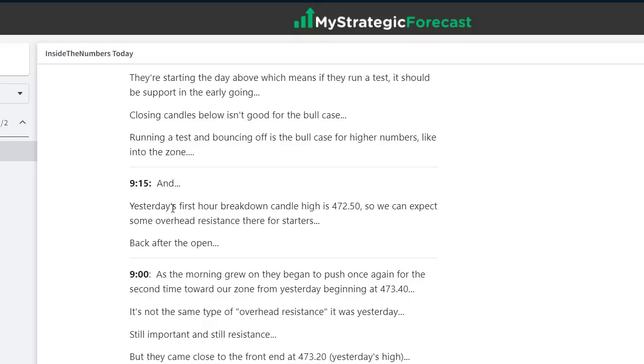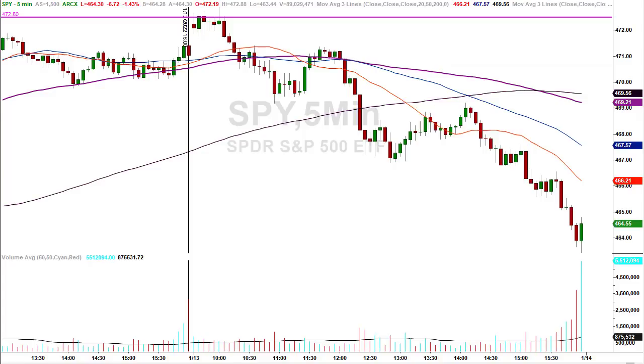9:15, let's pay attention to this one. Yesterday's first hour breakdown candle high is 472.50, so we can expect some overhead resistance there for starters. Let's get our faculties on the chart. Right of the vertical is today's activity. 472.50 is the horizontal line.